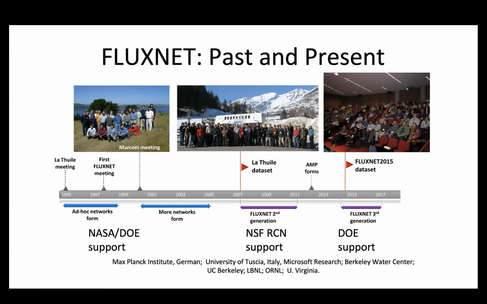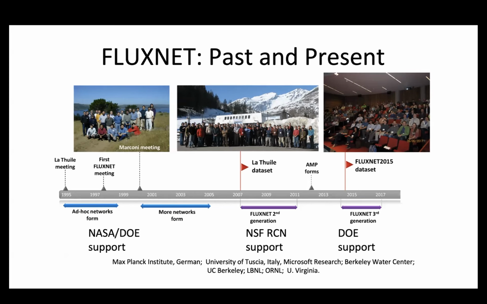Let's collaborate and form a network. We'll call it FLUXNet. We've no support financially, so we're just going to work together and collaborate as much as possible to get stuff done. Because of that collaboration and the importance of the work that was being done, there was initially some NASA, some DOE support that helped to get off the ground.